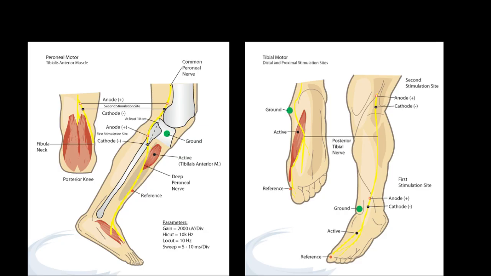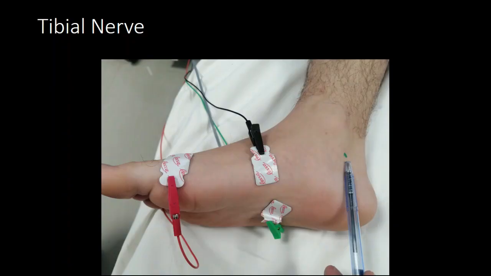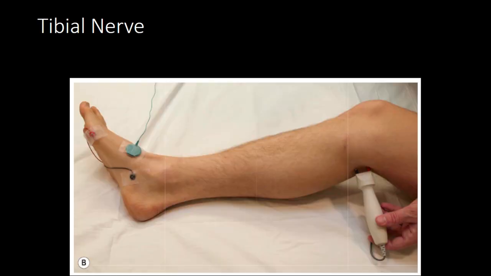Again, this is your abductor hallucis muscle just below the navicular bone. And you can make the patient abduct the hallucis, or the great toe, to palpate the muscle. This is the tibialis anterior muscle. This is for the tibial nerve, behind or posterior to the medial malleolus. Again, the navicular bone is here. Below the navicular bone, 1 finger breadth, is where you're going to apply your recording electrode. And this is the popliteal fossa.